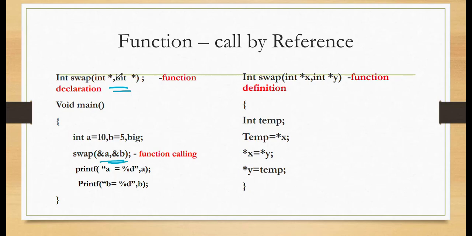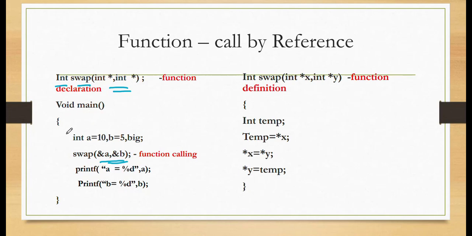Pointers are variables where you can store the address of another variable, right? Here is the return type, an integer value is returned, and swap takes two pointer variables. This is called the function declaration: the return type, the function name, and the argument list. So two pointers, meaning you can pass the address of the variables. Now come to the main function.